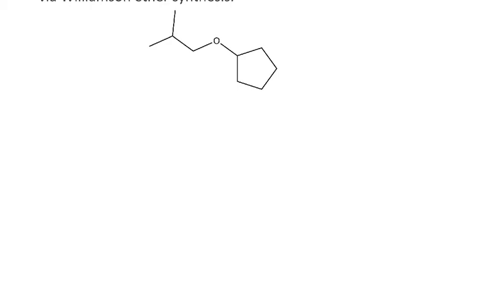So let's first imagine getting this R group from the alcohol, and then we can try and get this R group from the alkyl halide. So my starting material would be this alcohol, and then I'd need to first react it with sodium hydride, and then I'd need to react it with an alkyl halide.